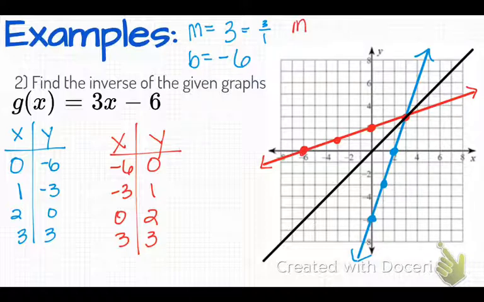So I need m and b for my inverse. What is my slope for the inverse? 1 over 3. Yes, how did you get that? You go up 1 over 3. Up 1 over 3. Okay. What is my y-intercept? 2. Yes, it is at 0, 2. So to write that into my equation, I have 1/3 x plus 2.